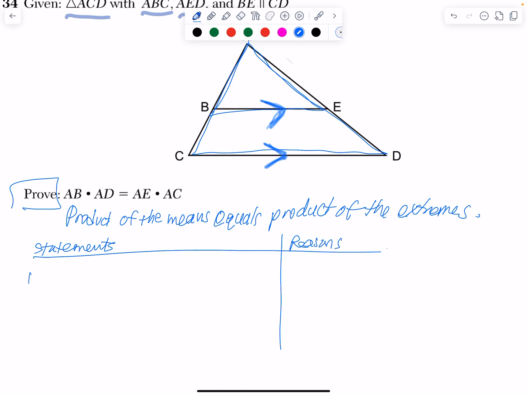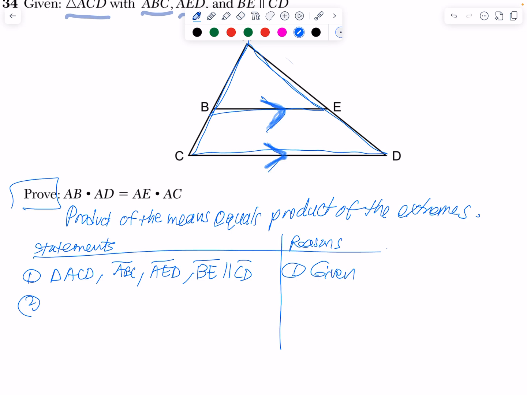So the first statement would be all the given: triangle ACD, line segment ABC, line segment AED, and we had line segment BE is parallel to CD, and the reason is it's given. Number 2, since these two line segments are parallel, we know that these two angles are congruent because they're corresponding. And likewise, these two angles are congruent because they're corresponding. So let's write this down.